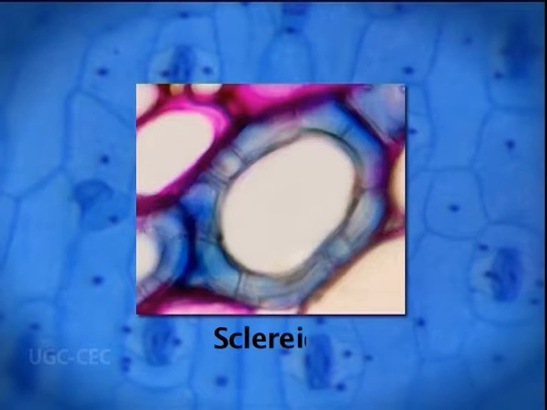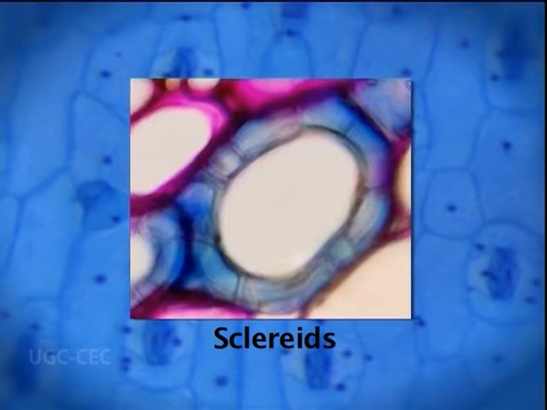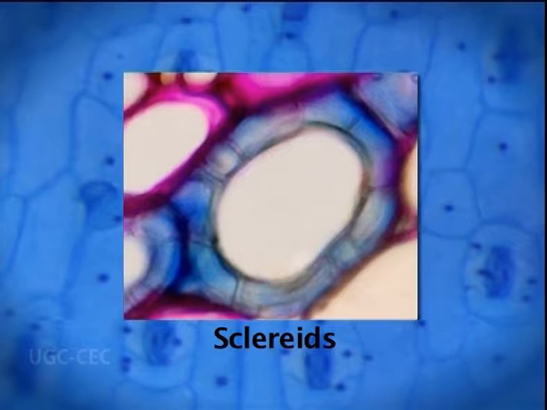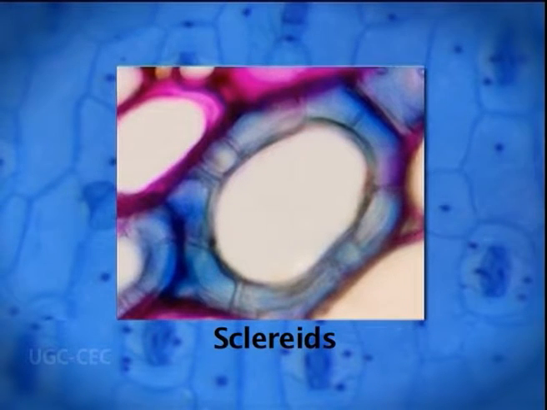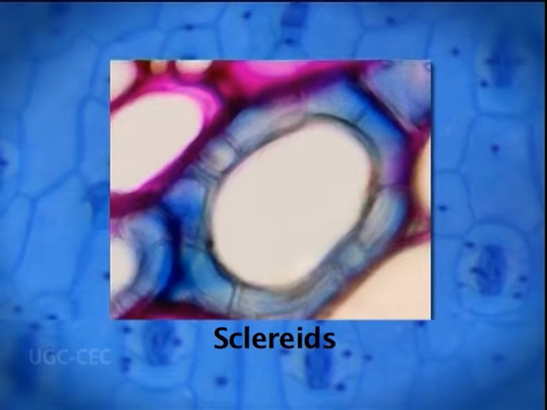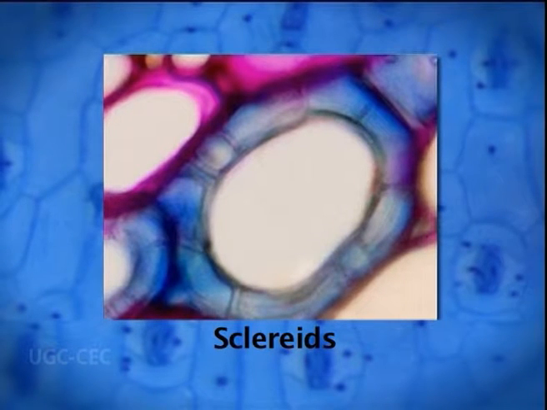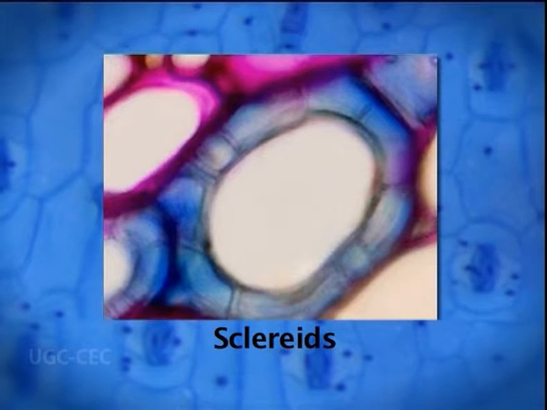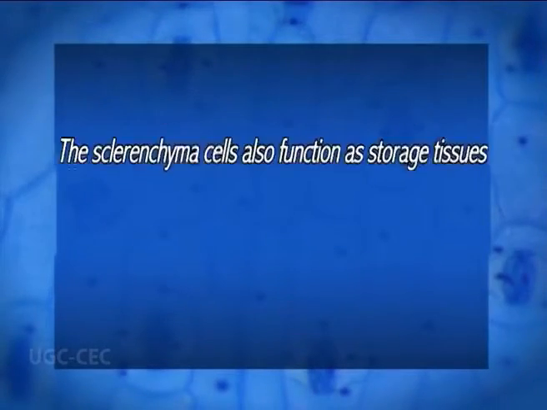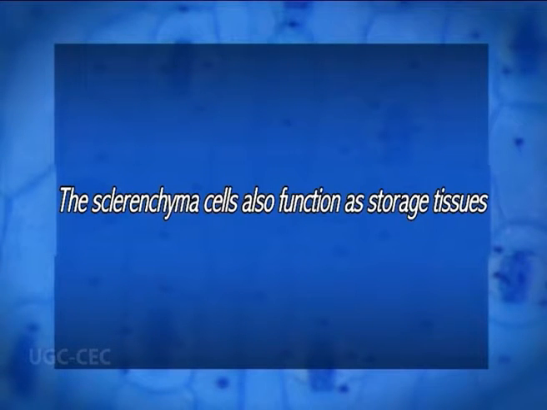Sclereids are also found in the phloem. These are found in the older parts of the phloem and are formed due to the sclerification of parenchyma cells. Sclereids differ from the fibers only in that they are shorter in size than the fibers. The sclerenchyma cells also function as storage tissues.